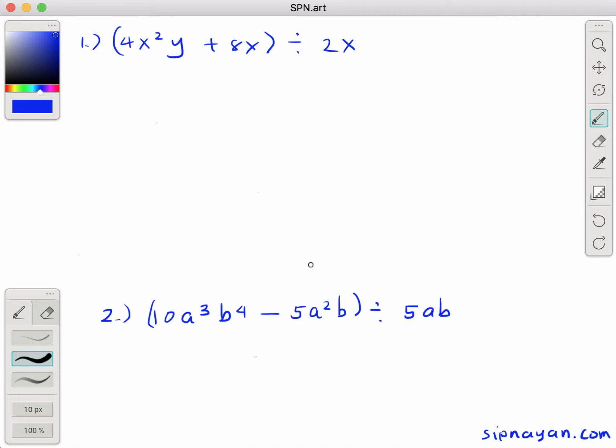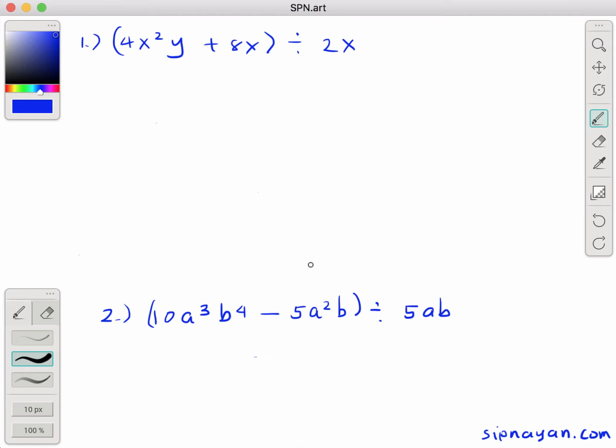Kung sinusundan nyo yung series natin ay napag-aralan natin yung addition, subtraction, and multiplication. And nagsimula na rin tayo ng series natin on polynomial division. In this video ay magsimula tayo ng division ng binomial by a monomial. So, sa mga susunod na videos ay mas didiscuss pa natin yung mga mas complicated na division. But for this video ay ang gagawin natin is to discuss division of binomial by monomial.